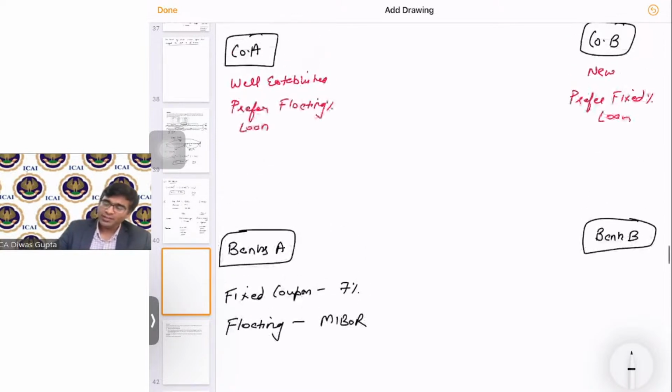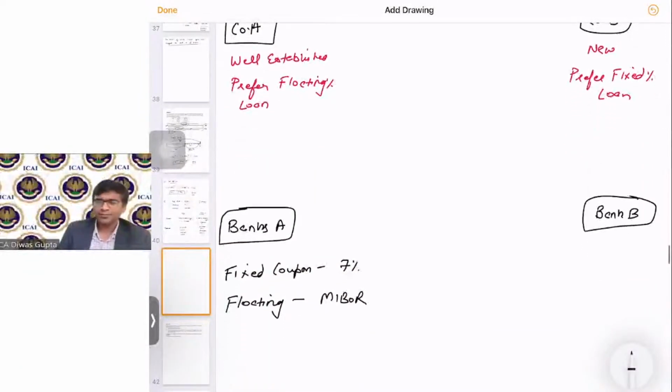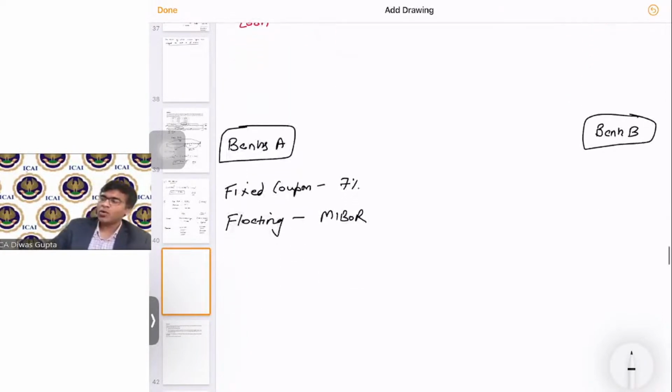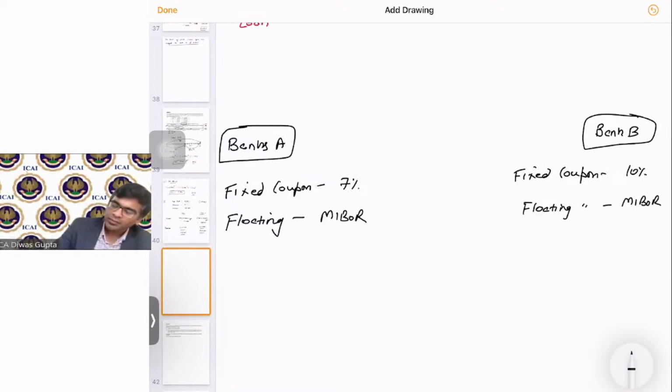Then a similar story with company B. Company B goes to bank B. Bank B has undertaken company B's credit rating and that is not very good, so they quote somewhat higher pricing. They say that if you want to borrow at fixed, then you can take it at 10% per annum. But if you want to borrow at floating, then it will be MIBOR plus 1%. So this is the pricing that has been given to company B by bank B.